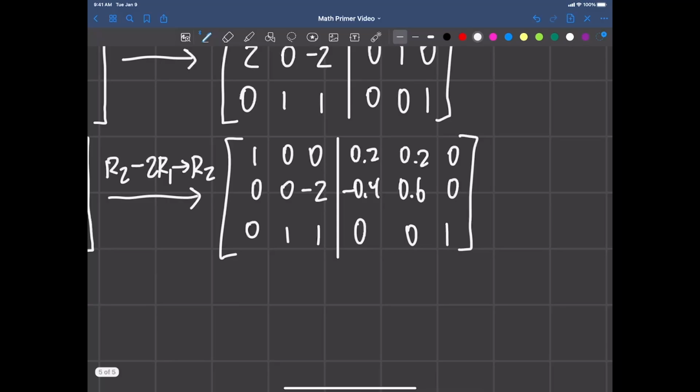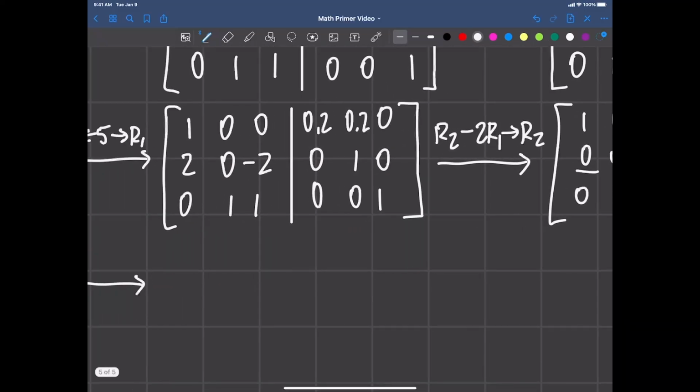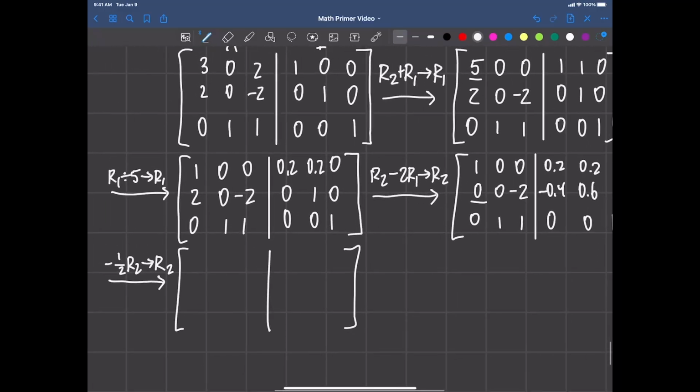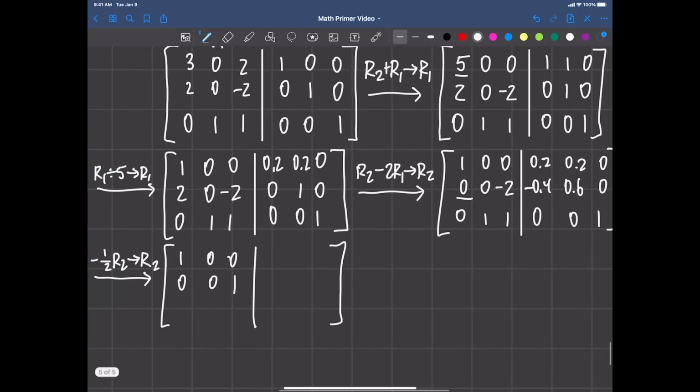As you can see here, we've turned this into a 0 as well, making it closer to the identity matrix. The next thing we're going to do is negative 1/2 times R2 and apply that to R2. What happens is 1, 0, 0, 0, 0, 1. This negative 2 from here turns into a 1 here. And 0, 1, 1. Then we do the same thing on the right side.